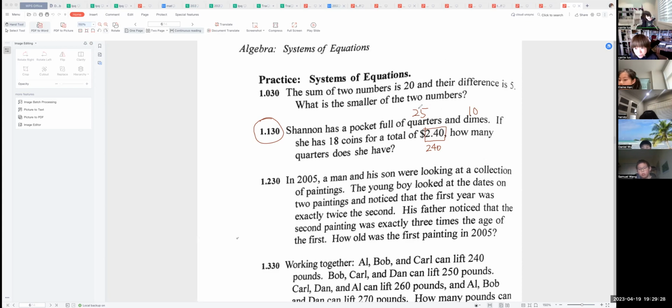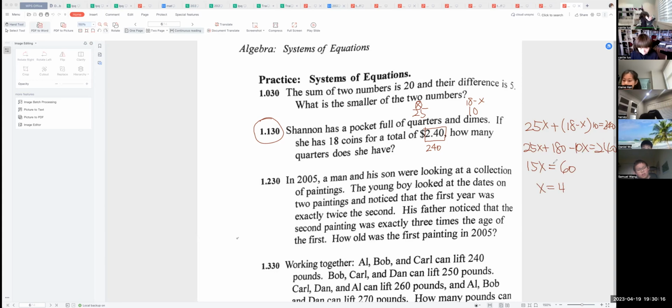Get it? So I'm just saying the number of quarters is X, and that's why the number of dimes is 18 minus X, right? Because he had 18 coins in total. So 25X plus (18 minus X) times 10 equals 240. Correct, everybody? 对不对？X 是 quarter 的个数，那18减 X 就是 dime 的个数，对不对？So you have 25X plus 180 minus 10X equals 240. So 15X equals 60. So X equals 4.